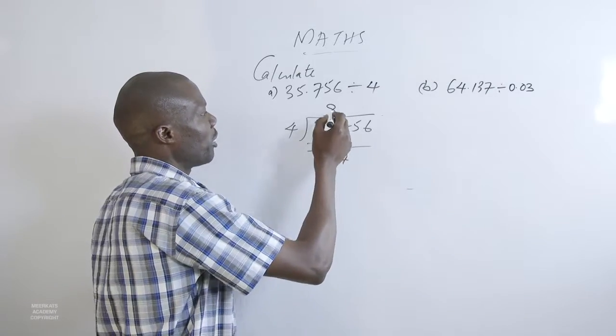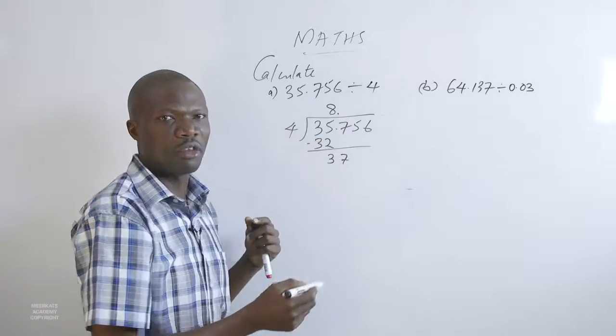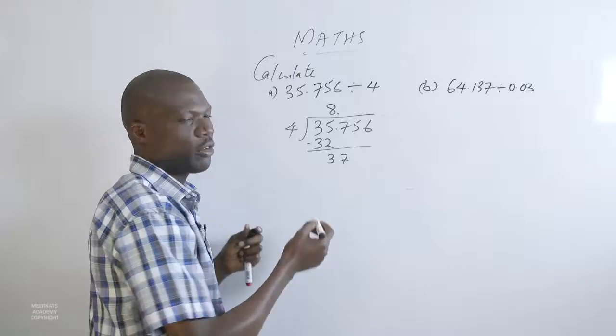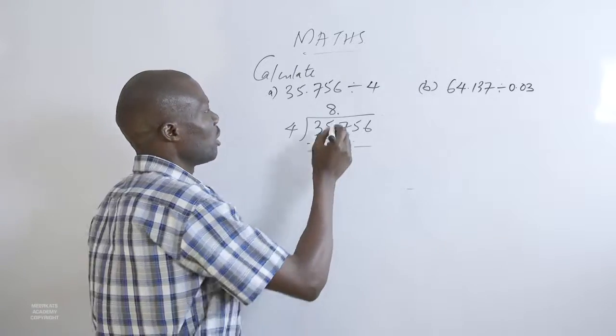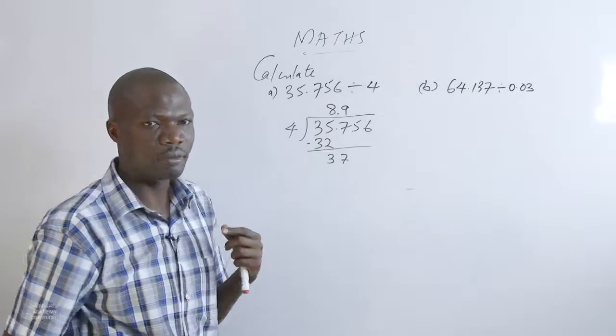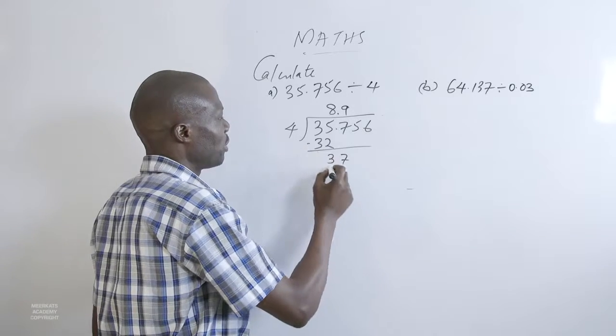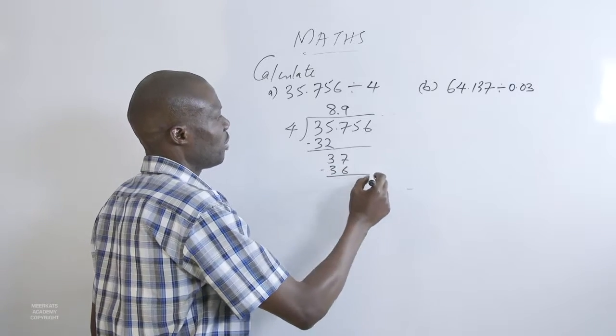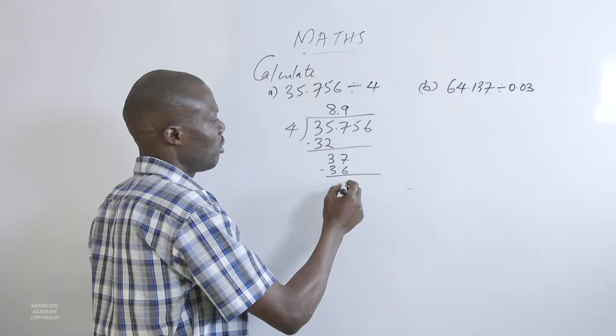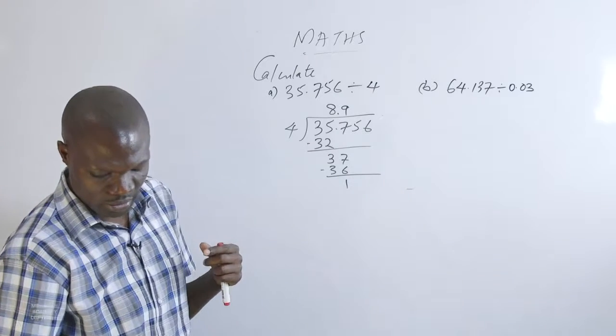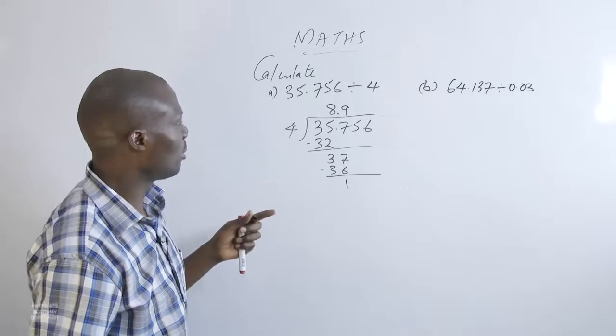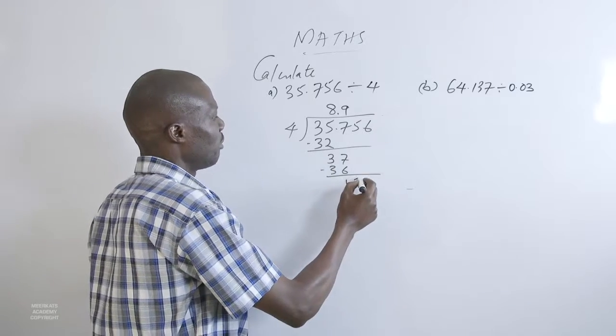So the decimal point here will remain because it should be strictly above the dividend. So 7 divided by 4 will give us 9, which is 9 by 4 is 36. When you subtract, you find you have 1 remaining. And then you'll be forced to bring in 5.